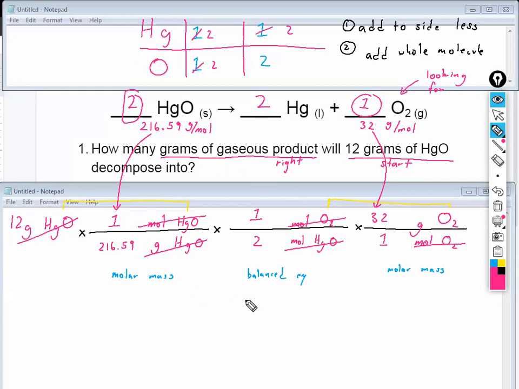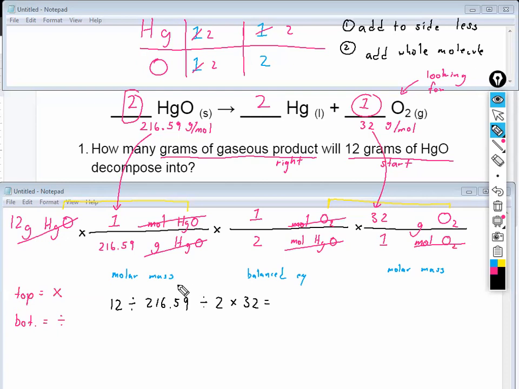Okay, now let's start plugging this into the calculator. So remember that the rule is that all the numbers on the top, you're going to multiply, and all the numbers on the bottom, you are going to divide. So if you take a look at these numbers, we start with 12. 216 is on the bottom. So what do we have to do with the 216? Divide. So we're going to do 12 divided by 216.59. 2 is on the bottom, so we're going to divide. And then 32 is on the top, so we're going to multiply.